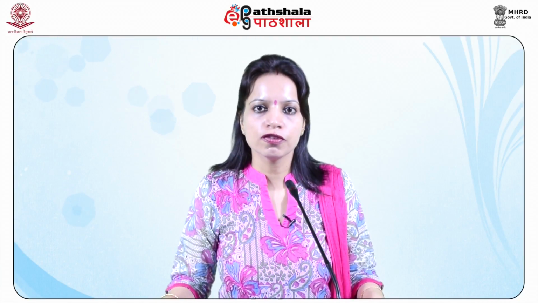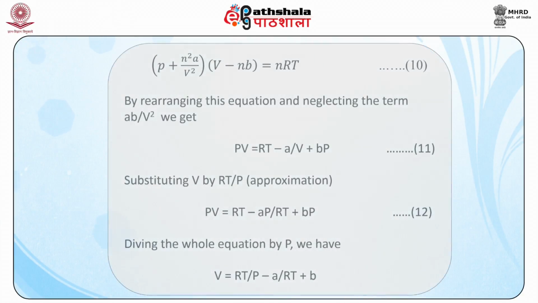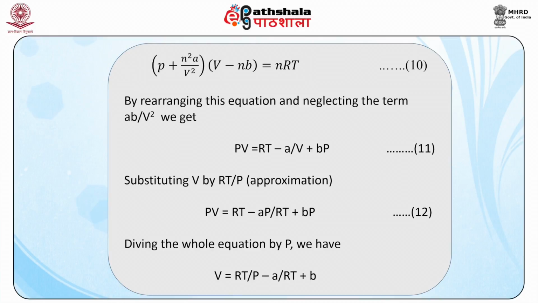The Joule-Thomson coefficient can be calculated with the help of the van der Waals equation. Considering the van der Waals equation, (P + n²a/V²)(V − nb) = nRT. In this equation, both terms a and b are small. Hence, the term ab/V² can be neglected when the pressure of the system is low. By rearranging this equation, neglecting the term ab/V², we get PV = RT − a/V + bP, which is equation number 11.